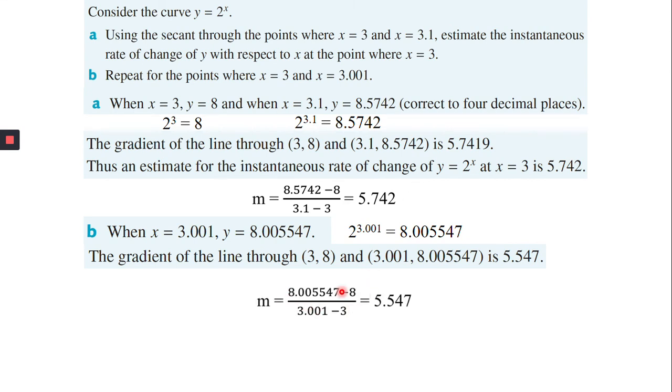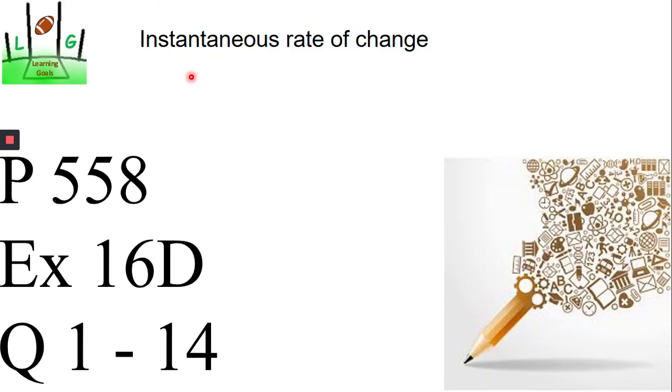Now we're just going to do the same at these 2 points, at 3 and 3.001. So 2 to the power of 3.001 is that. So that's our y2 minus y1. That hasn't changed. x2 is just that value minus x1. So 5.547. So have we answered the question? We have answered the question. So 14 questions to do there. Again, as mentioned before, you might need to watch this video more than one time. Good luck.